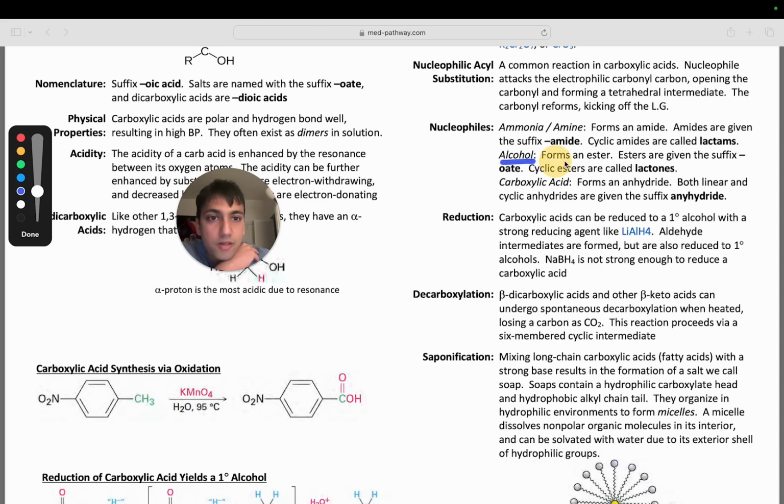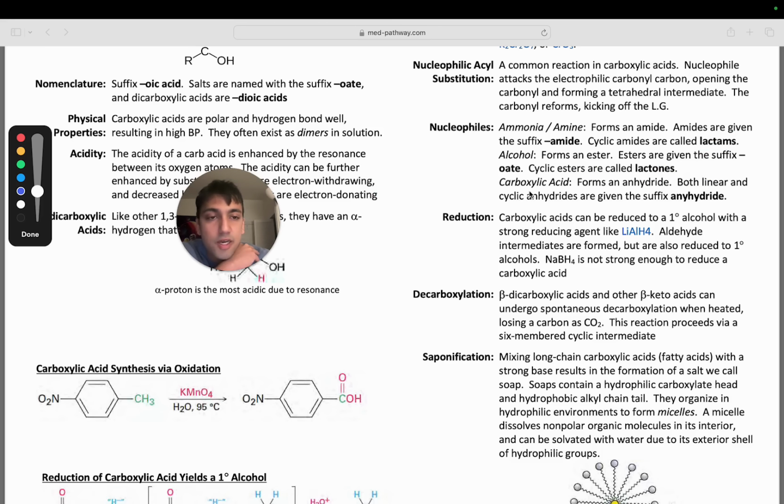Then we have alcohols. Alcohols from esters. Remember, ester is the one where we have the C with a double bond to an O and then another O, with a continued chain on each side. So those are esters. Esters are given the suffix -oate. We've already talked about this. And then cyclic esters, so if it's in a ring, then we call that a lactone. So lactams are cyclic amides, and lactones are cyclic esters.